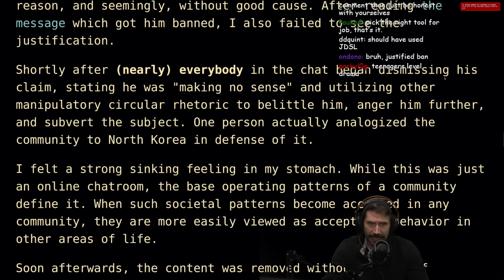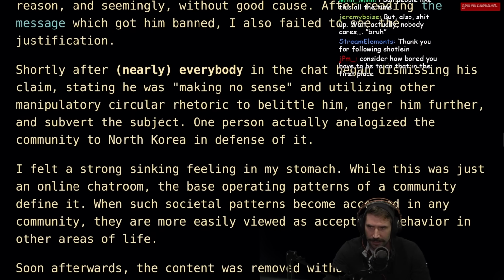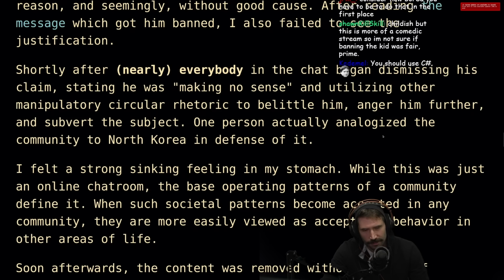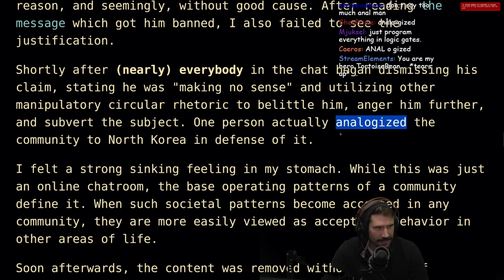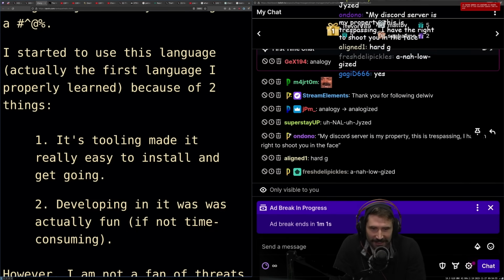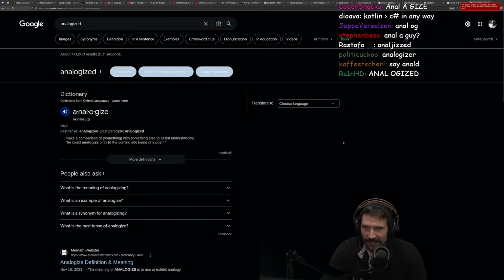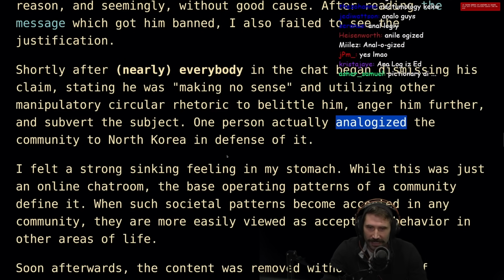Shortly after, nearly everybody in the chat began dismissing his claims, stating that he was making no sense and utilizing other manipulatory circular rhetoric to belittle him, anger him further, and subvert the subject. One person actually analogized. What word is this? Do I not know how to say this word? Analogized? Is that a word? It is. Well, damn. Sounds fake news. Analogize the community to North Korea in defenses of it.